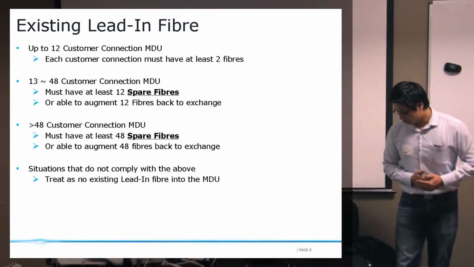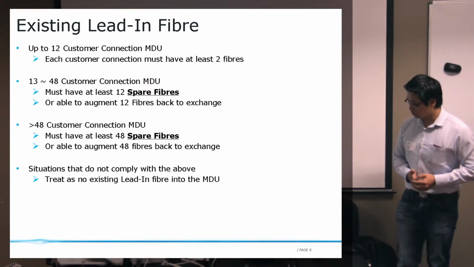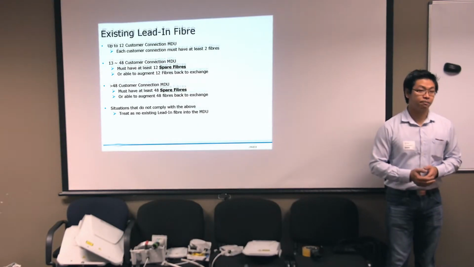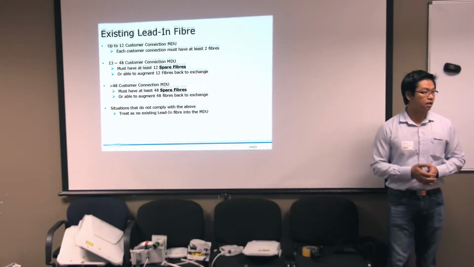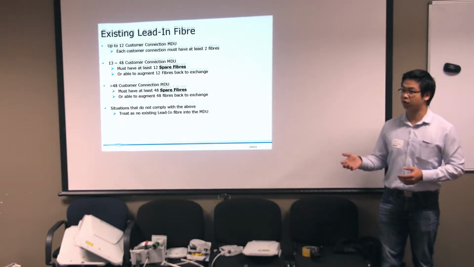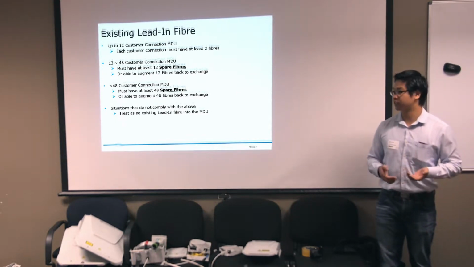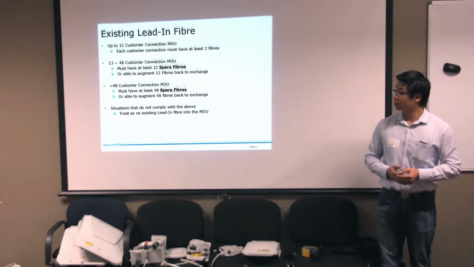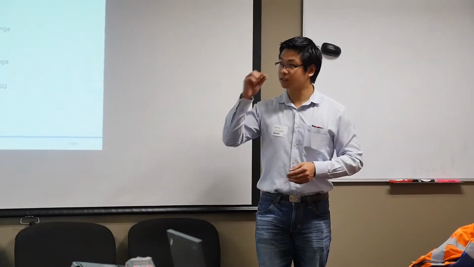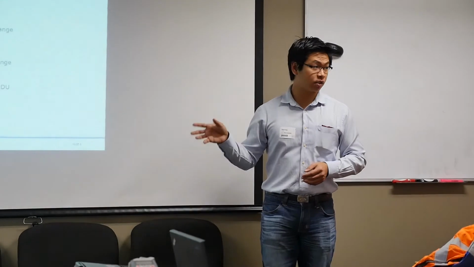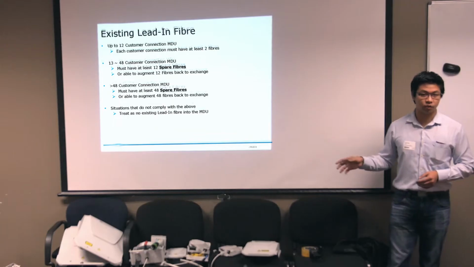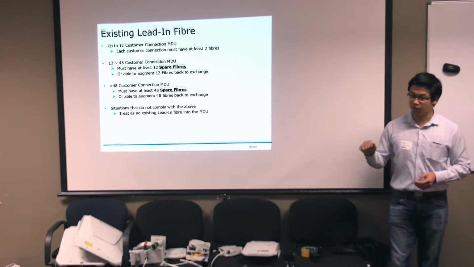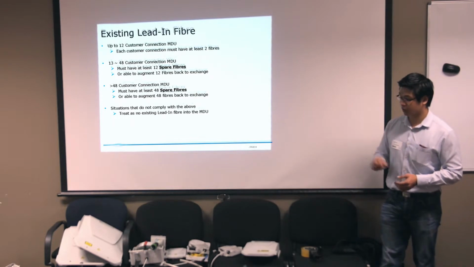Okay. Another new design rule for MDUs is that in some buildings, it may have existing lead-in cables, which potentially might be used for a point-to-point service, for example, HNS service that is not going through NGA service. So this standard we're talking about, can we reuse existing cables or fibers into the MDU? So once again, we split it into the 3 MDU sizes, the small, medium, and large, based on the same number of customer connections.